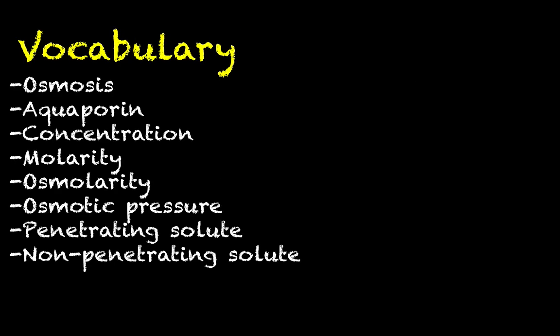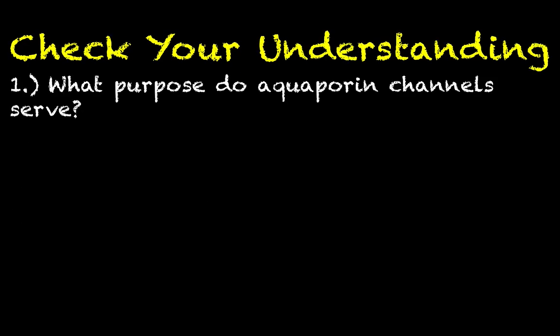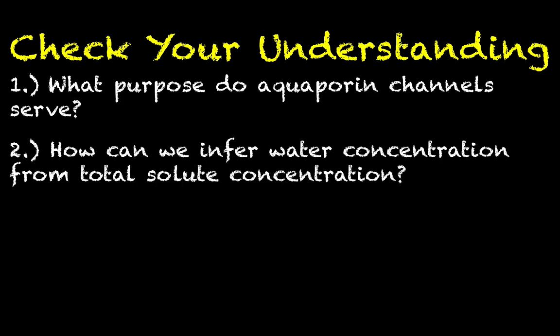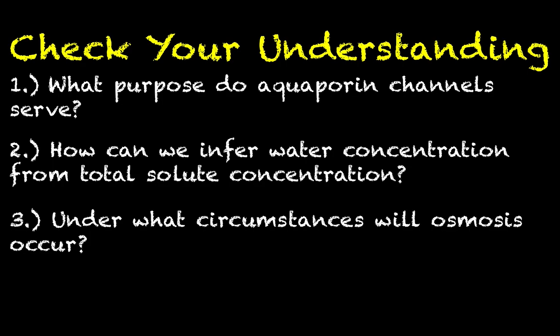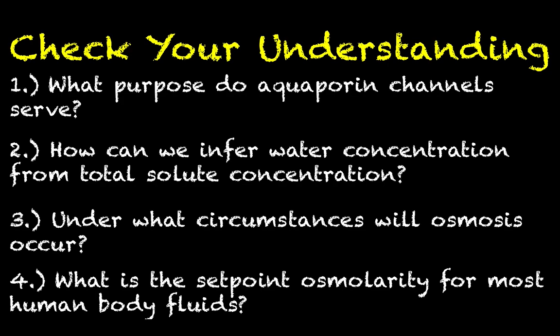Okay, that's going to do it for this video. Here is a list of vocabulary terms you probably ought to be aware of. And for checking your understanding, number 1, what purpose do aquaporin channels serve? Number 2, how can we infer water concentration from total solute concentration? Number 3, under what circumstances will osmosis occur? And finally, what is the set point osmolarity for most human bodily fluids? And it's important to understand that this is regulated by homeostasis, and we will talk a little bit about that in the next video and in the future.